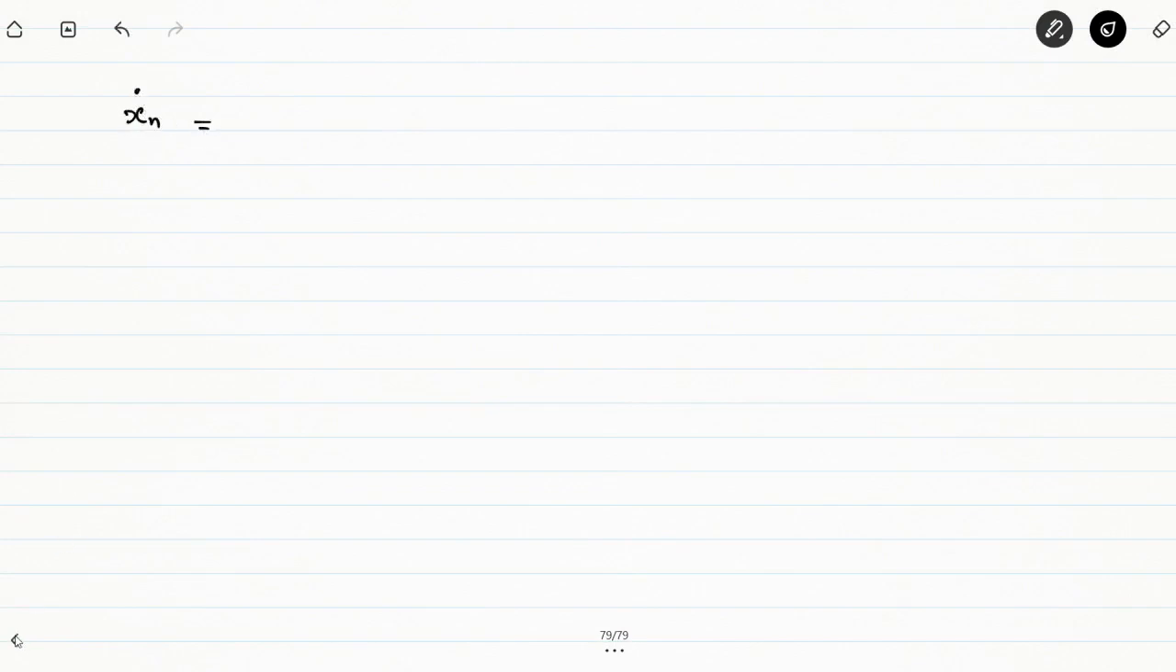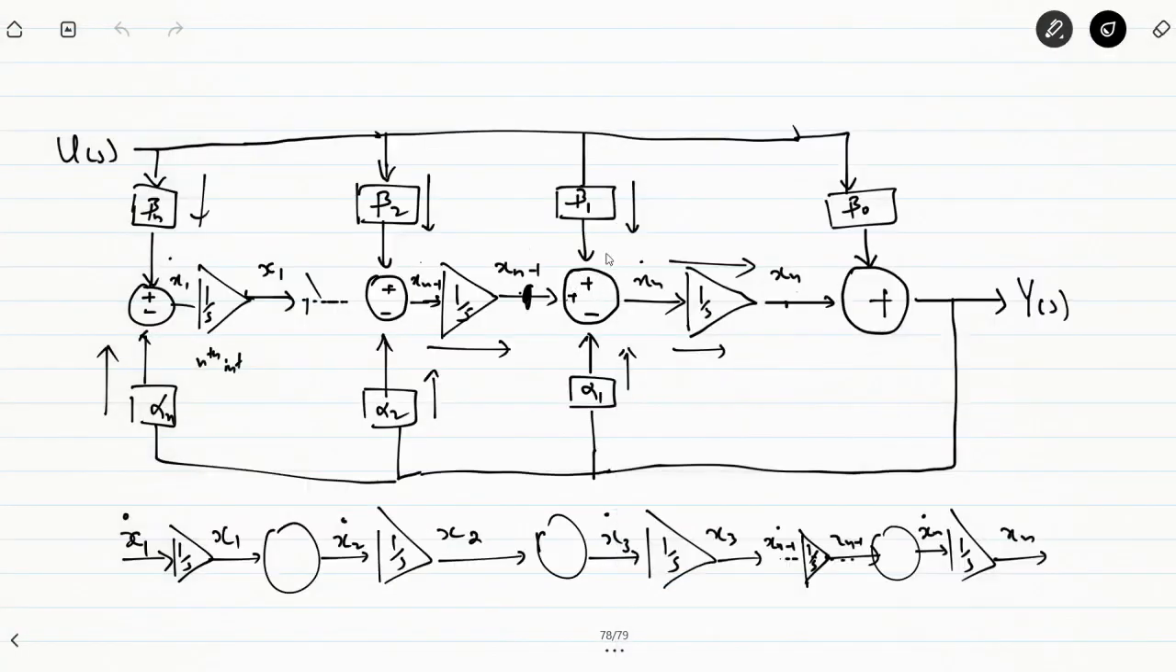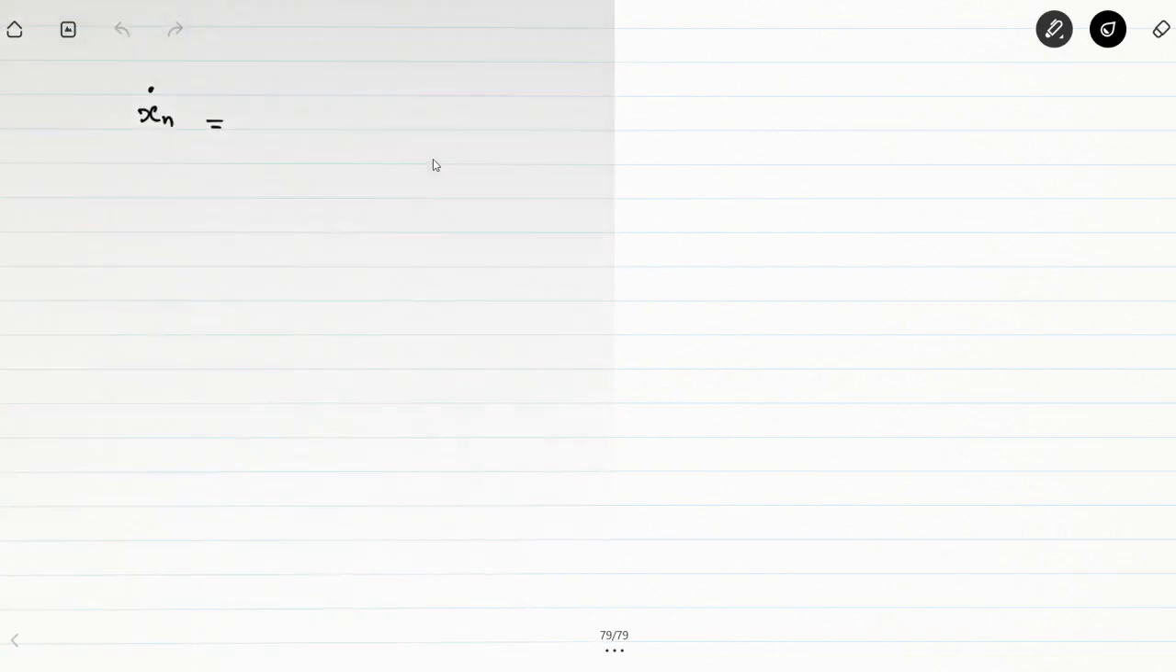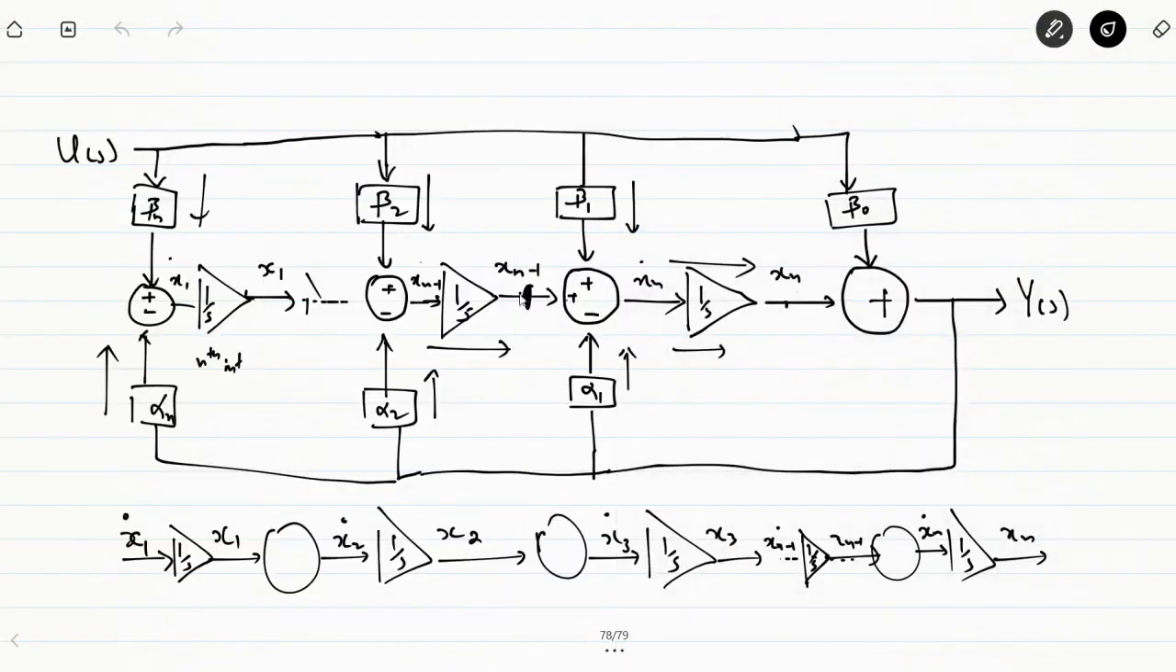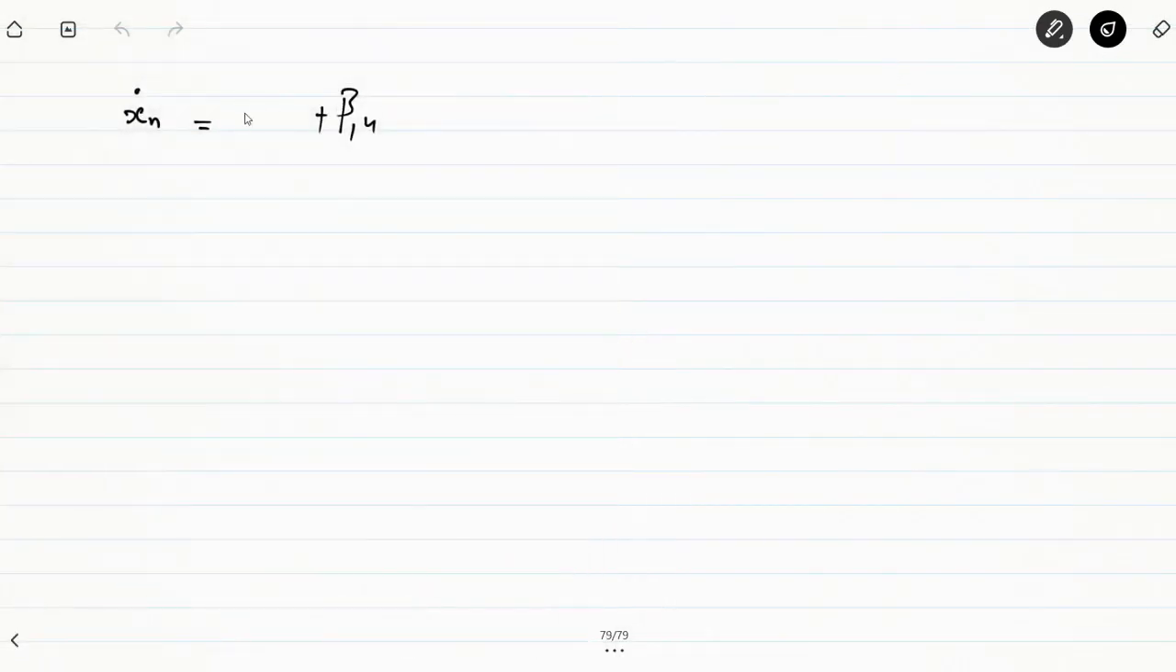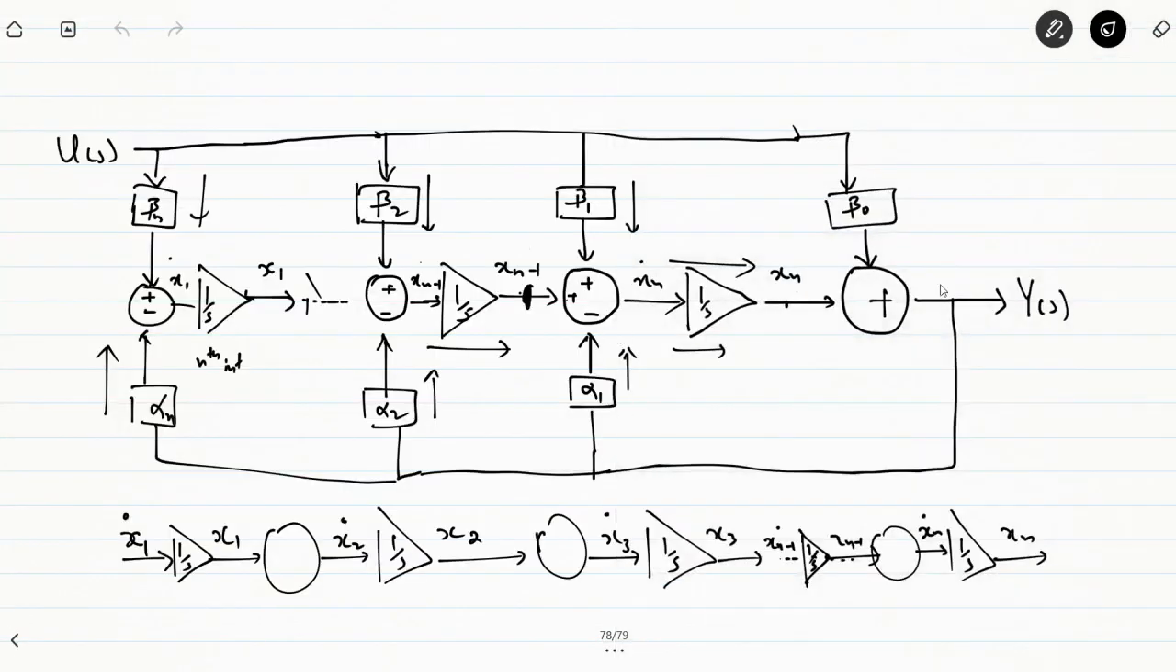Xn dot is equal to the summation of three terms. One is beta 1 u, plus, from here, the term that comes is xn-1, plus beta 1 u, plus alpha 1 times y. Fine.